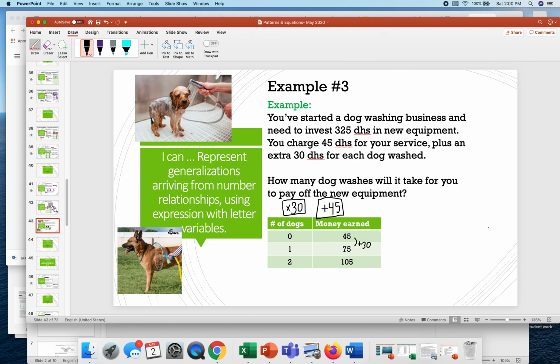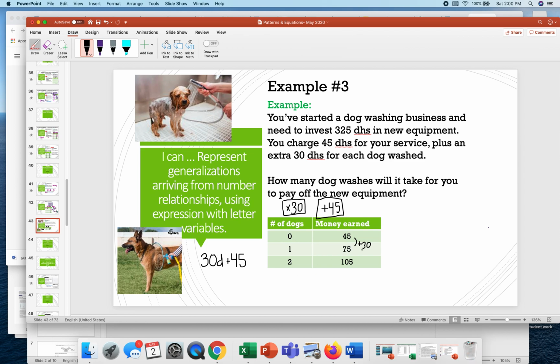Now we're going to write an expression, then we're going to write an equation. So an expression, like we've been doing all along, is going to be 30d, or 30 times d plus 45. Okay, there we go, excellent. So this is, depending on how many dogs I wash, I multiply it by 30, then I add that number to 45.